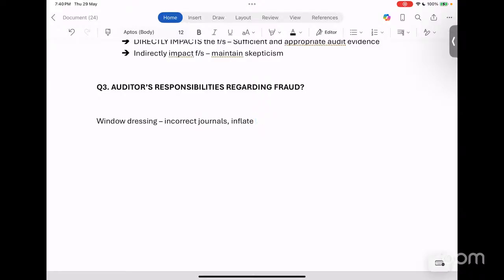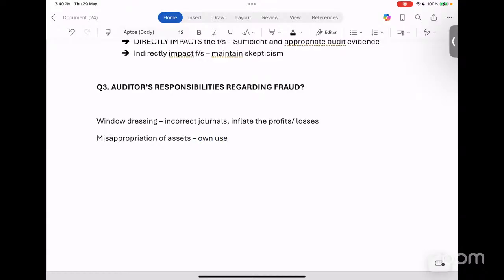So you inflate the profits or losses, right? So that's window dressing. And another fraud is misappropriation of assets. Misappropriation of assets. So for example, you steal something from your company.